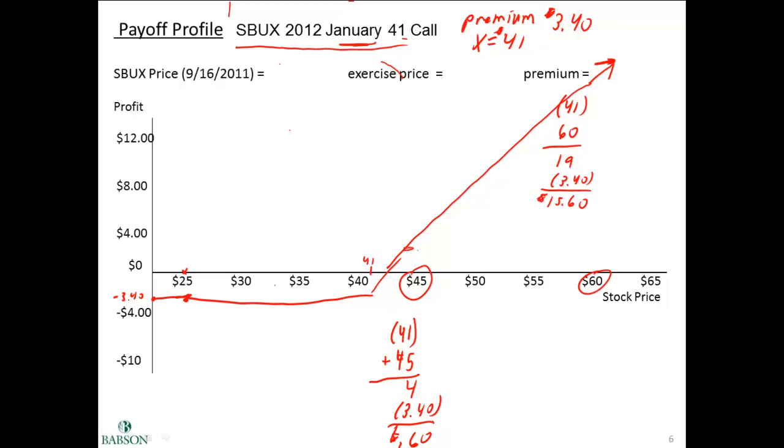So this is the profit diagram for this call option. So you can see that this might be attractive. Why might this type of instrument be attractive? It limits your losses to the premium of the call or the put. In this case, the worst that can happen to you is you lose $3.40.